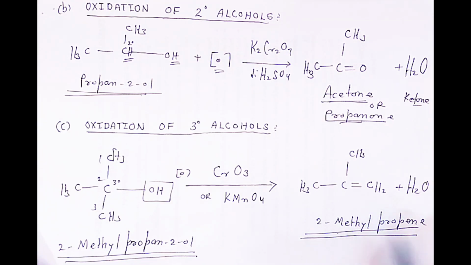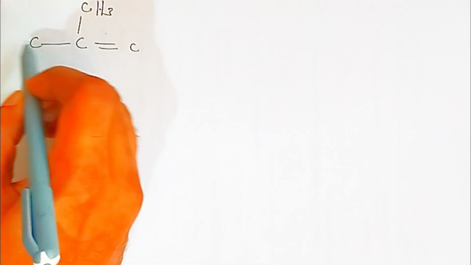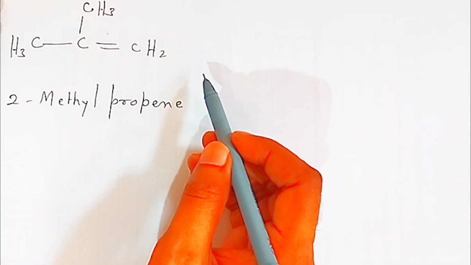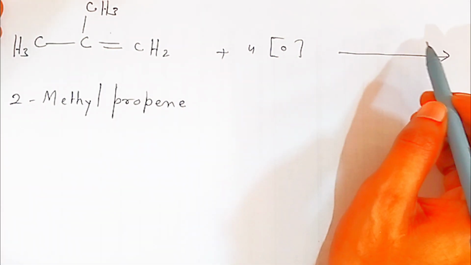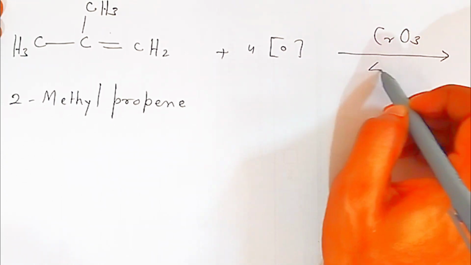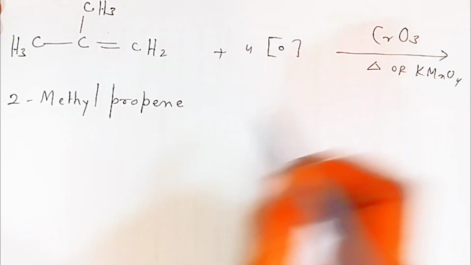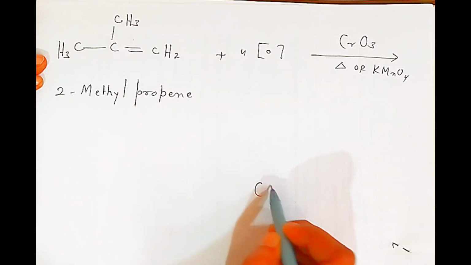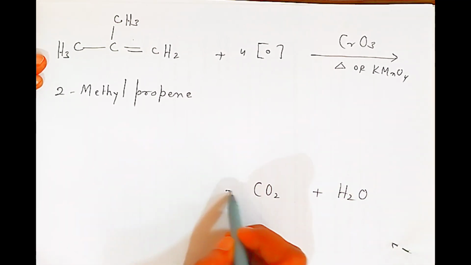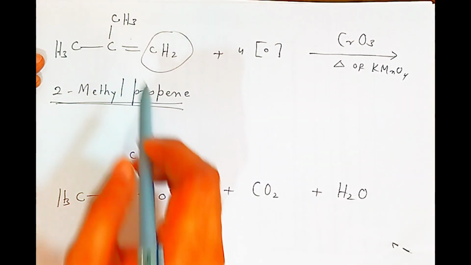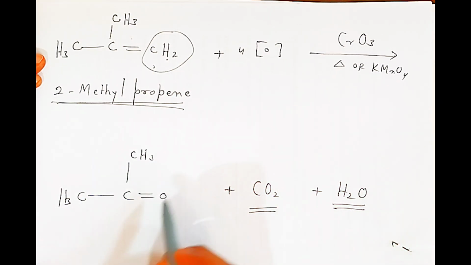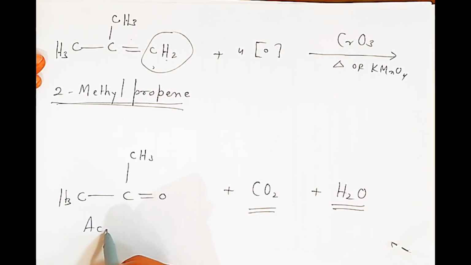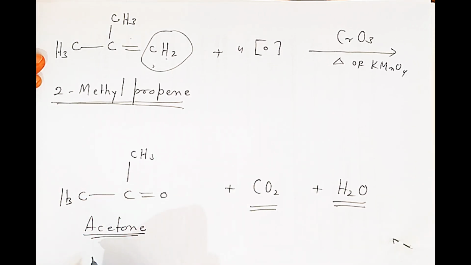If you want to further oxidize this 2-methylpropane, students, this is 2-methylpropane. On further oxidation with CrO3 and just heat it, or you can use KMnO4. So what happens, students? It will give you carbon dioxide, water, and so on. Here the carbon will combine to form carbon dioxide, hydrogen will form water molecules, and one of the oxygen will combine to form acetone. You are getting ketone, or you can also call it propanone.